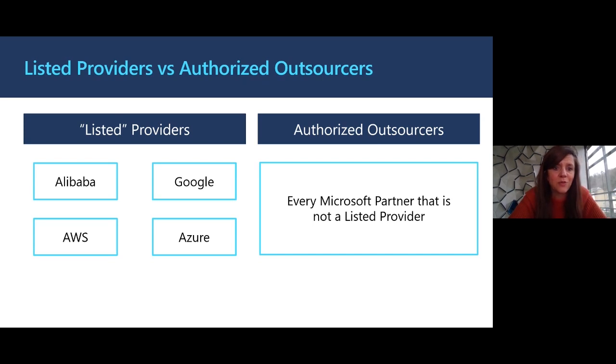So who are the listed providers? So basically it's a list of 4 providers. It's Alibaba, Amazon, Google, but also Microsoft, and more specifically Azure. And so the changes that I'm presenting today are not applicable to the listed providers.